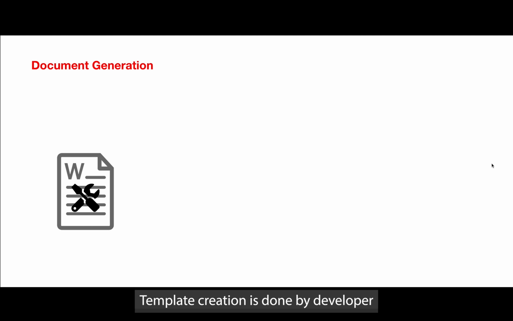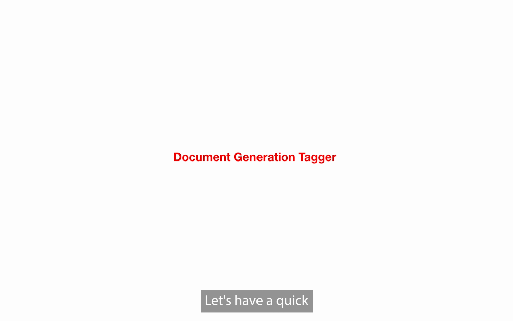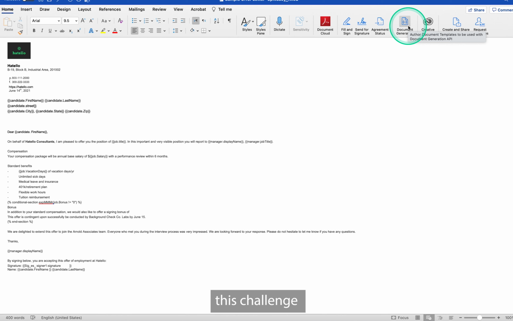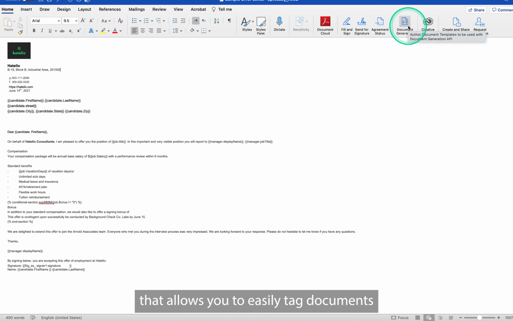Template creation is done by a developer, whether through code or through complex tools, which means if any changes are required, then it needs to go through a developer cycle. Let's have a quick look at how Adobe DocGen Tagger can help you overcome this challenge. Adobe DocGen Tagger is an add-on for Microsoft Word that allows you to easily tag your documents. You can import the JSON data and select where you want the tags to be placed.